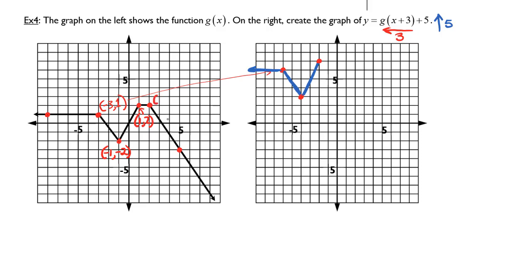This is the coordinate point 2, 2. Shifting my x coordinate to the left 3 places gives me -1. Shifting 2 up 5 gives me 7, so this is my new coordinate point. And I just continue this process moving on.